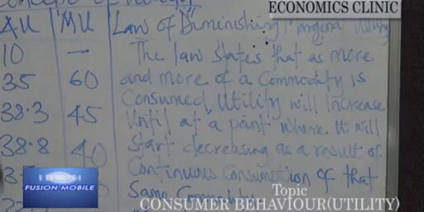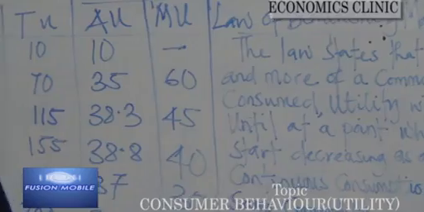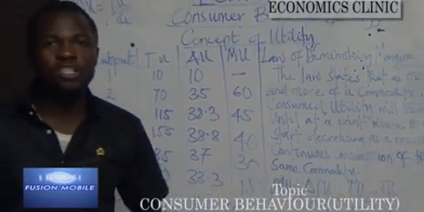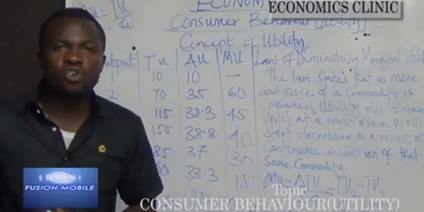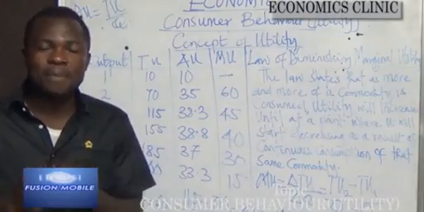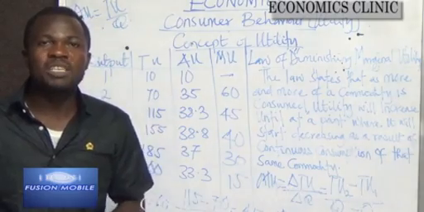Now we move to the law of diminishing marginal utility. The law states that as more and more of a commodity is consumed, utility will increase until a point where it will start decreasing as a result of continuous consumption of that same product. This means that as a consumer continues to consume a particular commodity, its utility will increase up to a certain point called the point of saturation, and any attempt to consume the same product will lead to disutility. Any satisfaction derived beyond the maximum satisfaction is said to be dissatisfaction.